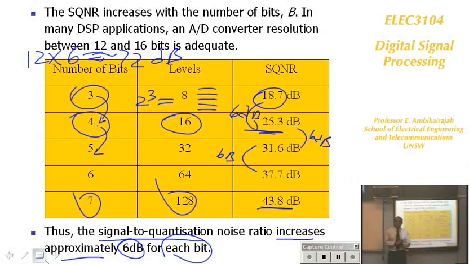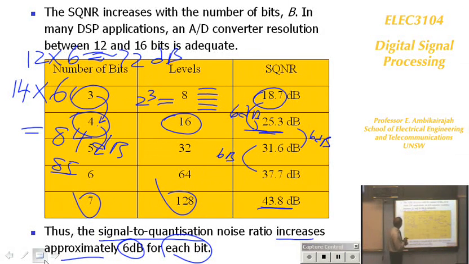So if you take the compact disc, the music CD, it has 14 bits altogether. So the signal to quantization noise ratio is 14 times 6, which is 84. Oh, I can't even multiply. It's 84 dB, so about 85 dB, I think. Am I right? Yeah, 84 dB, that's correct. So 84 dB signal to quantization noise ratio is high quality.